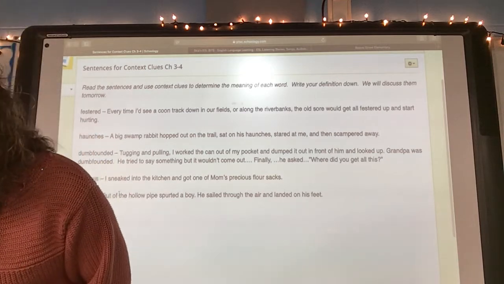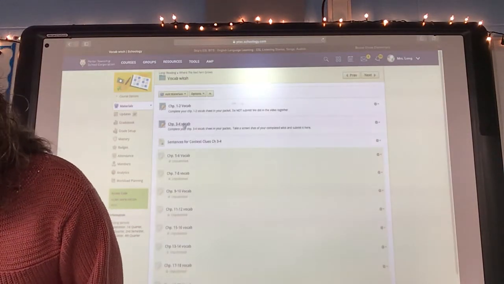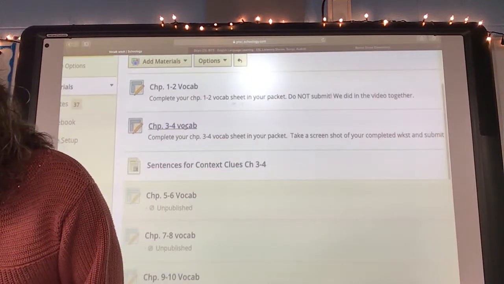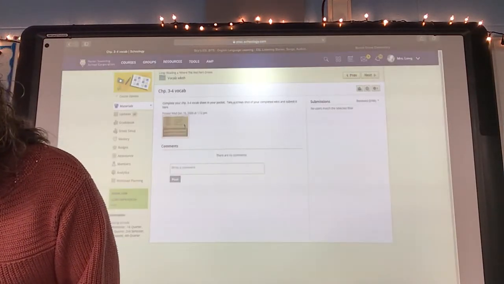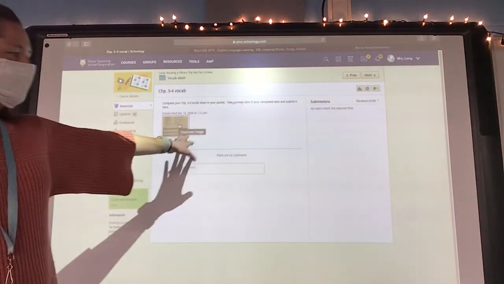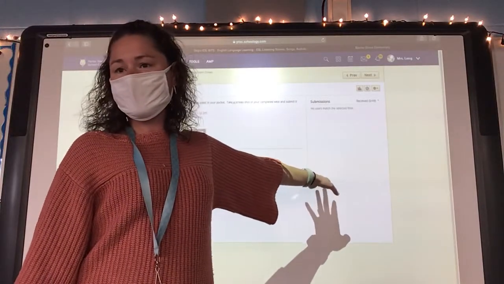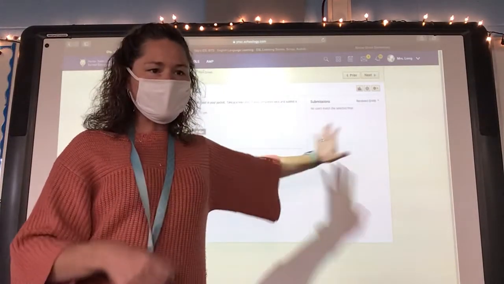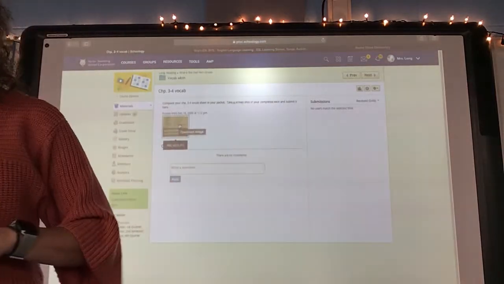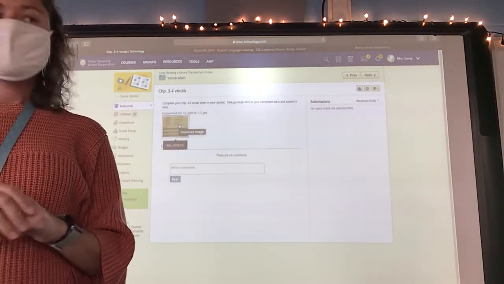When you're done with all of those, let's make sure we can do this. Here we have Chapter 3 vocab. If you prefer to type it, you can click on this and it's Notability. When you're done, if you typed in Notability, submit it here. Otherwise, just take a picture if you wrote it out of your packet, then submit it. That's it for reading today. Just the vocab 3-4 worksheet.